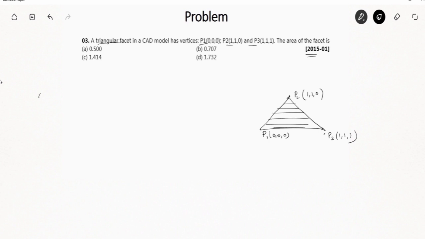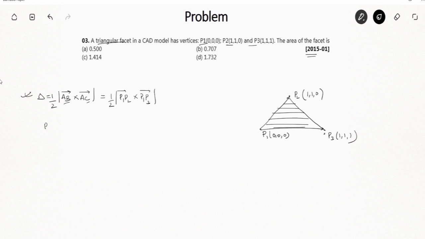So how do we calculate the area of a triangle? It's denoted as 1/2 AB cross AC. It's a general relation for finding the area of any triangle using the vector method. So here we don't have AB and AC, we have P1, P2 and P1, P3. So we will replace AB and AC with P1, P2 cross P1, P3.